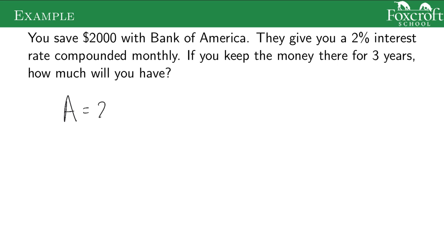Our principal is $2,000. That's the original amount we put in. All right, 1 plus our interest rate goes on the top. And again, this is a percentage. We change it to a decimal, so 0.02. Compounded monthly. So if I'm doing it every month, they're paying me 12 times a year because there's 12 months. So I'm going to put 12 there and a 12 there. And I'm waiting for 3 years, so my time is 3.